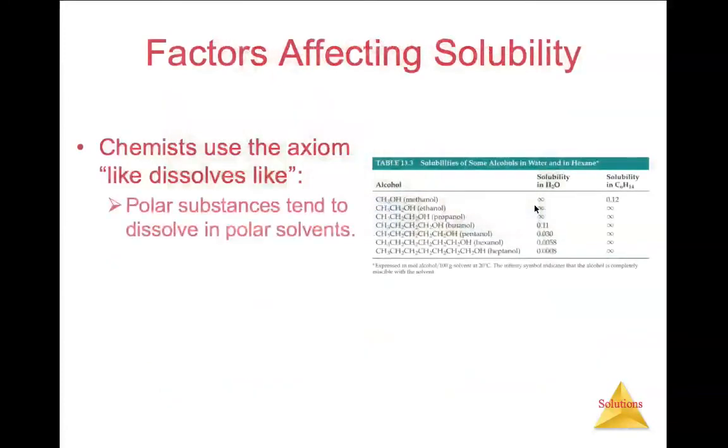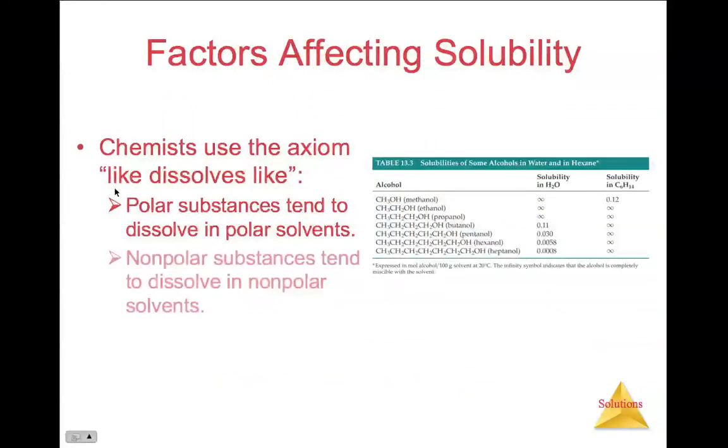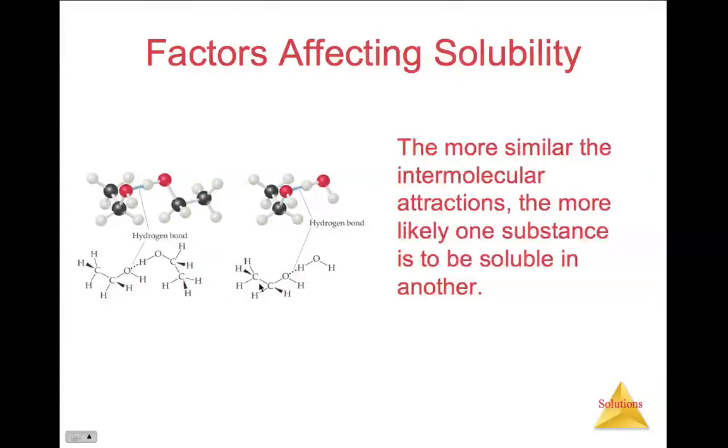What are the factors affecting the solubility of something? Chemists like to use the axiom like dissolves like. Polar substances tend to dissolve in polar solvents. Non-polar substances tend to dissolve in non-polar solvents. So like things, polar, dissolve like things. Non-polar, dissolve non-polar things. The more similar the intermolecular attractions, the more likely one substance is to be soluble in another.